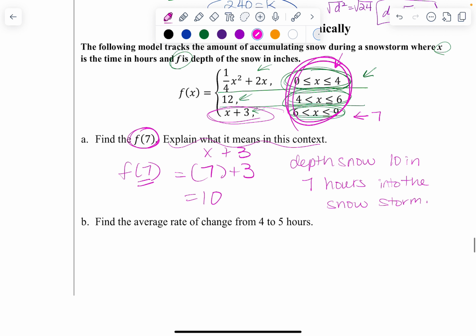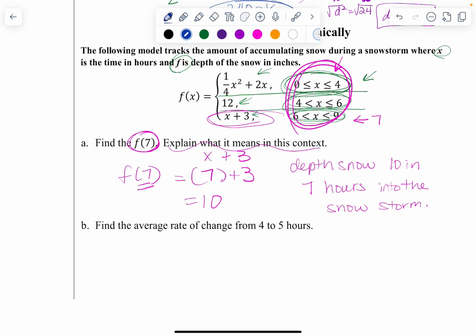Now it says find the average rate of change from 4 to 5 hours. Well, we know how to do this. We're going to find f of 5 minus f of 4 all over 5 minus 4. Let's find f of 5 first. Remember, we have to look: f of 5 is going to be in here, between 4 and 6. Therefore, f of 5 is actually 12.